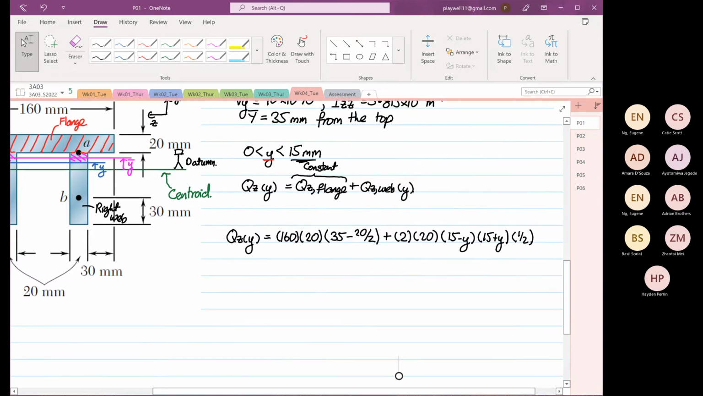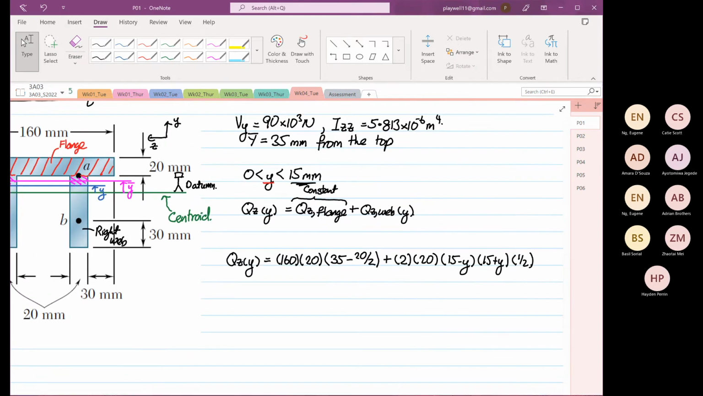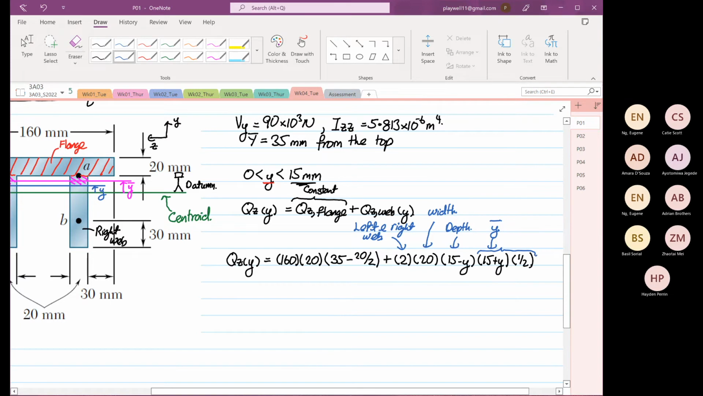So for the 2 is the left and right web. Okay. Over here, this is the width. This term over here is the depth. This term over here is your y bar. Okay, or including the half is your y bar.